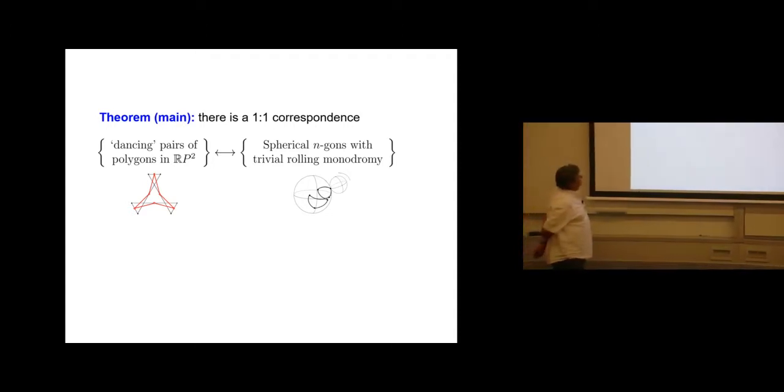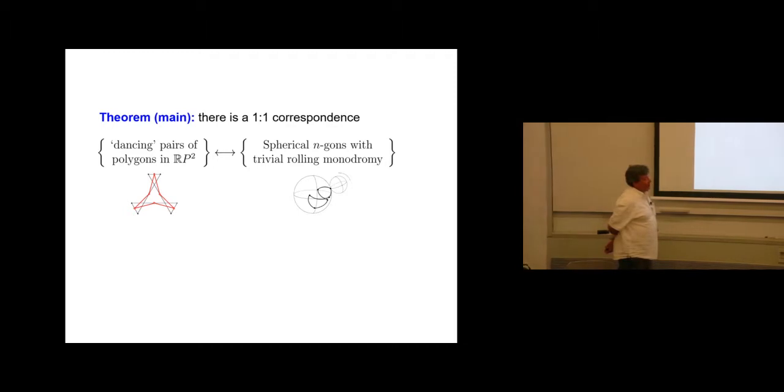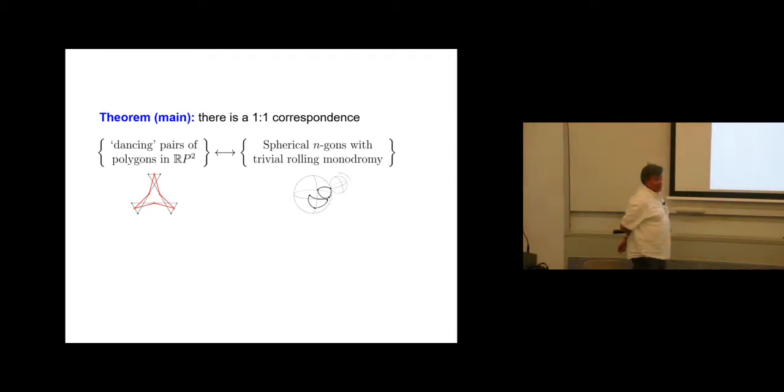The other one is what I call dancing pairs. It's a pair of polygons, red and black in this picture, in a projective plane. One is sort of inscribed in the other. The vertices of the red lie on the edges of the black, plus an extra condition. This was easy, inscribed, and the extra condition is written as an equation with cross ratios. This I call dancing pairs.